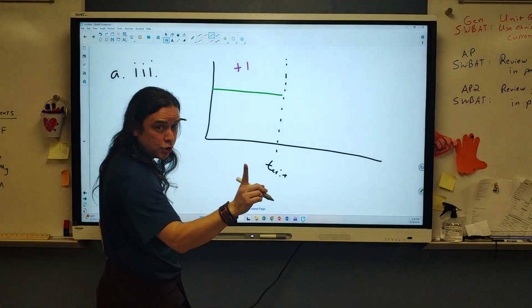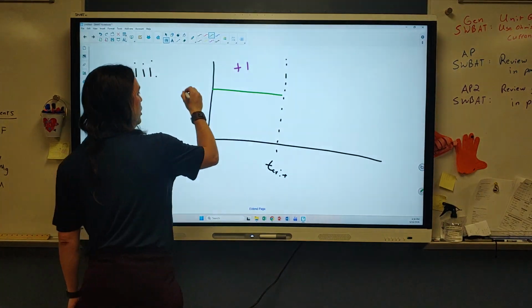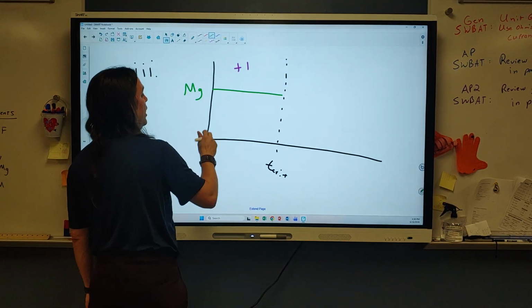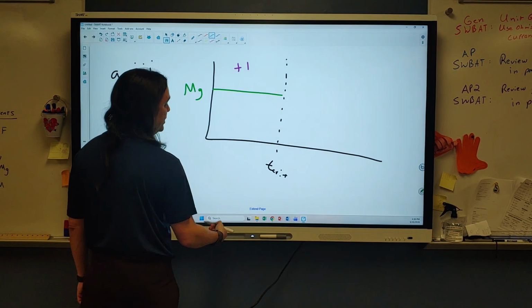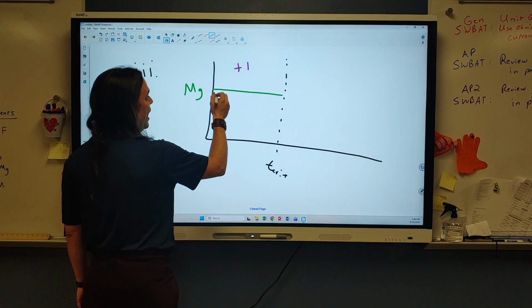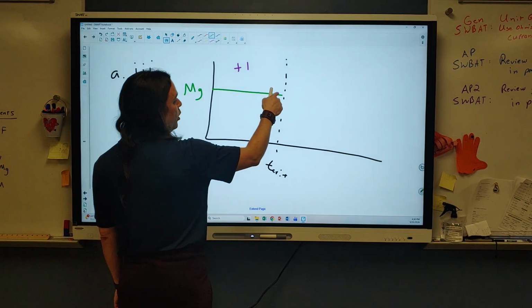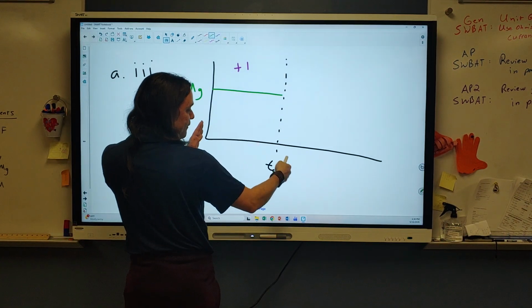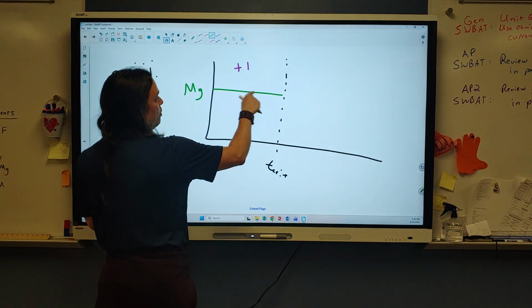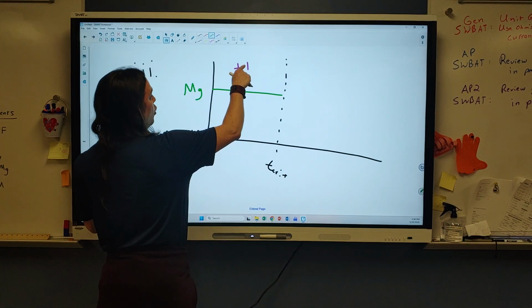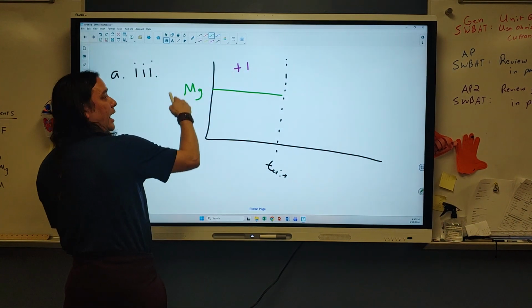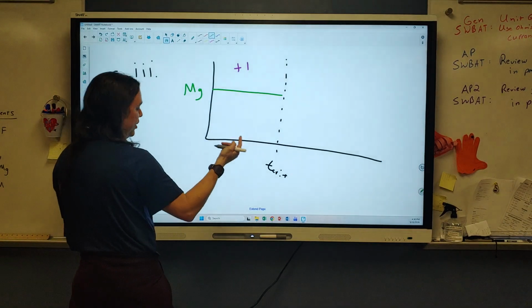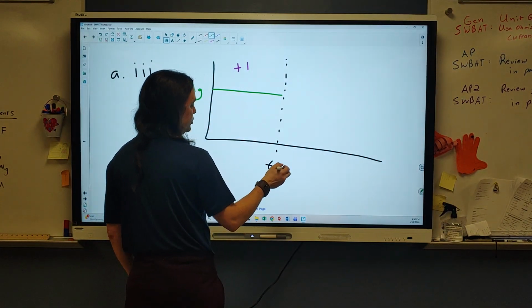They said sketch, not sketch and label. But we could take it one step further and know that this needs to be equal to mg from our free body diagram from earlier. Though I believe there is 1 point for the first half of the graph up to t crit, you have a non-zero positive value for your normal force, and it just stays a horizontal line like this. Ideally, it should be marked mg, but they did not instruct you to label, so you don't need to do that.